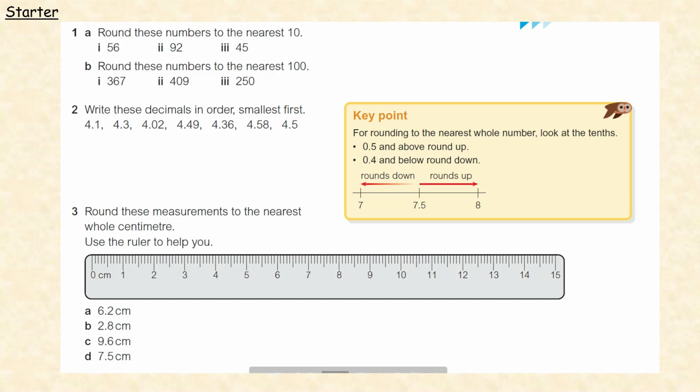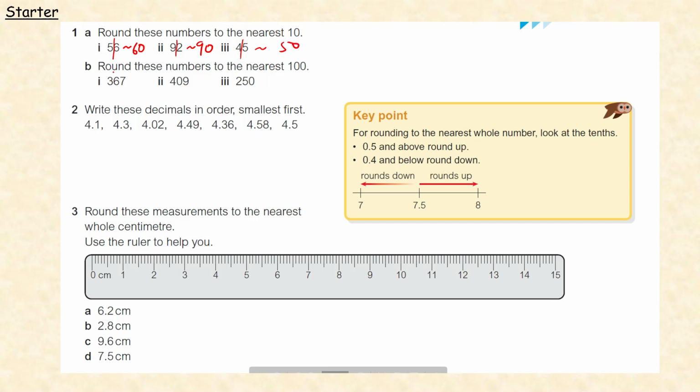Okay, so question 1. Got to round these numbers to the nearest 10. So if we put our line here, to the nearest 10, 6 affects the 5, so that's going to be approximately 60. Here the 2 doesn't affect the 9, so that's approximately 90. And the 5 or more, it affects the 4, so that's going to be approximately 50.